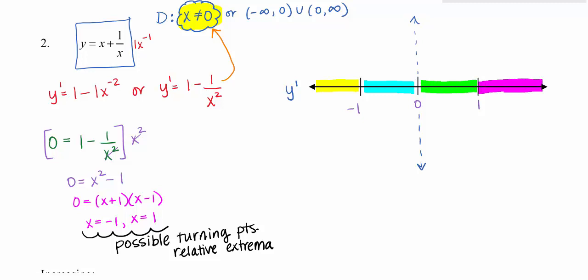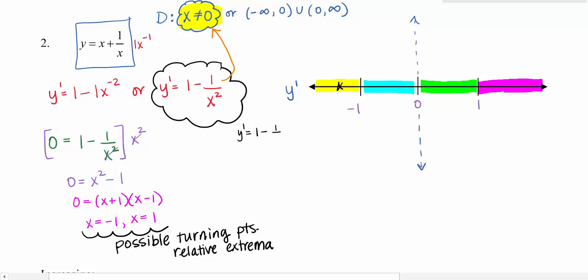And I'm just going to test a number in each section, and I can do this by hand, or I can do this using my calculator, whatever you find to be easier. So in that first section, if I'm looking left to right, I'll put in a number like -2 or -3, something like so. So y prime would be 1 minus, if I put in a -3, that'd be 1/9. That is for sure positive. So I know my function is increasing.